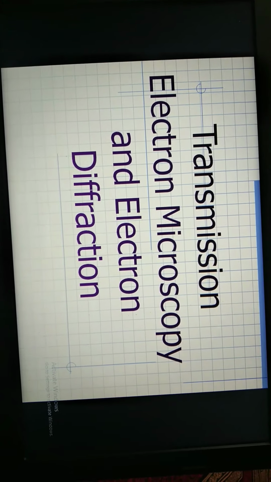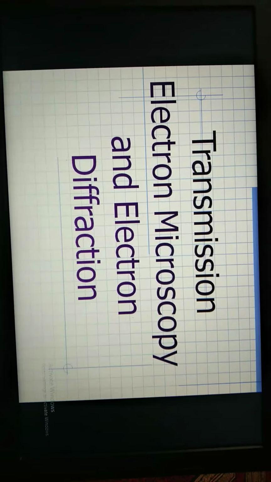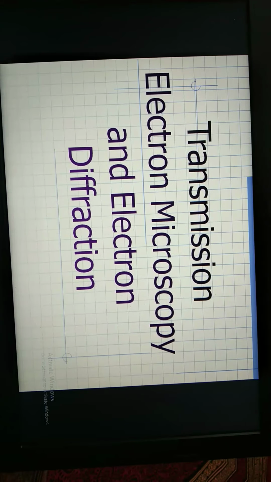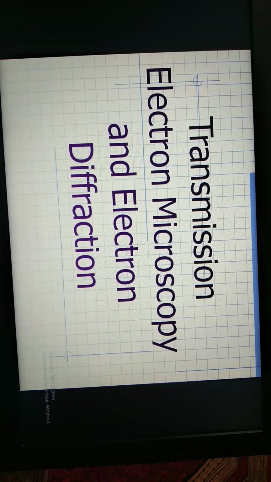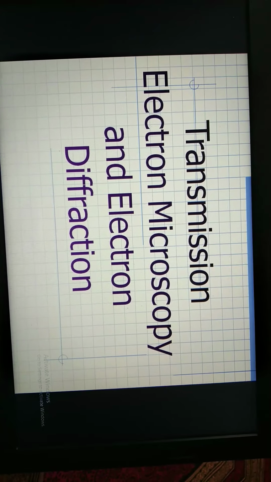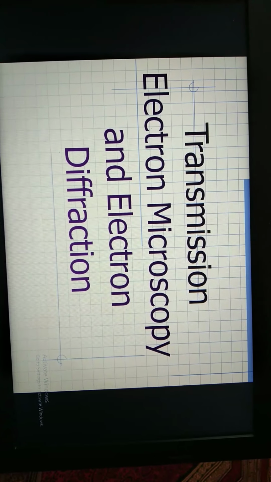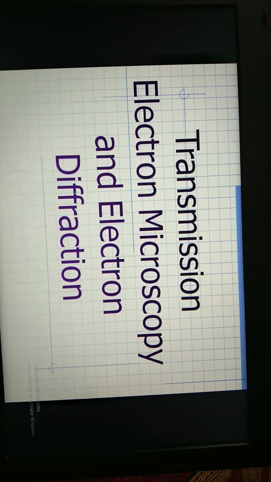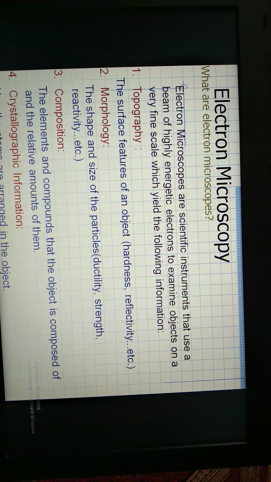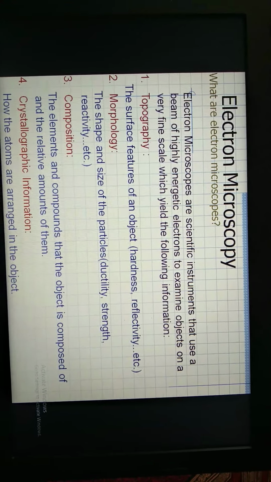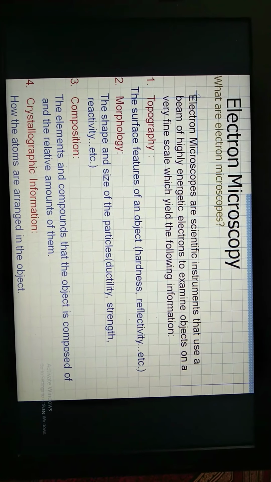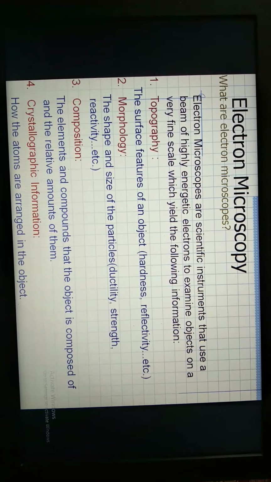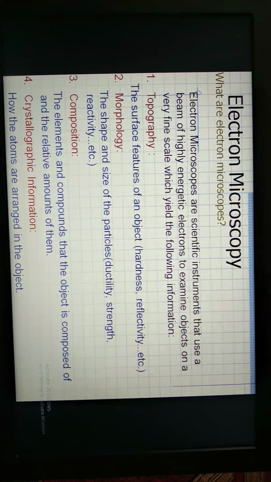Hello class. Now for week 6 we are going to start with the second topic, that is the transmission electron microscopy technique, and the technique depends upon electron diffraction. So first of all, let us understand what information we can get from transmission electron microscopy, or what information we can get from electron microscopy.